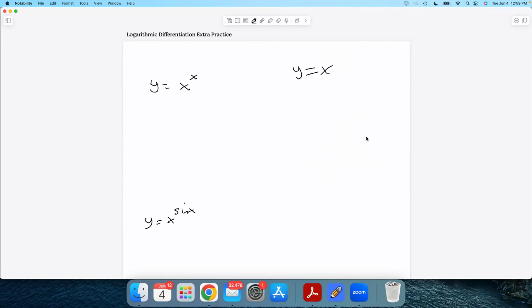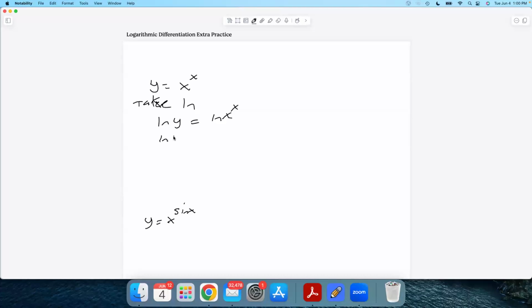We've got our variable x as both the base and the exponent in all or most of these examples we're going to see. So we use logarithmic differentiation. We take the natural log of both sides. So ln of y equals ln of x to the x. Then we use rules of logs to write everybody down on ground level here. Bring all of our exponents down.